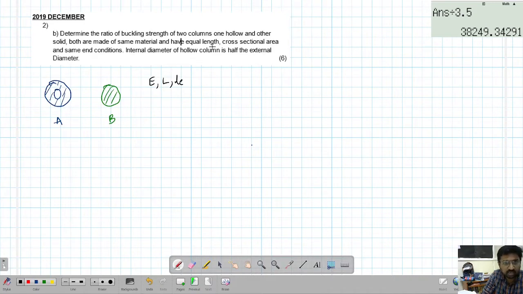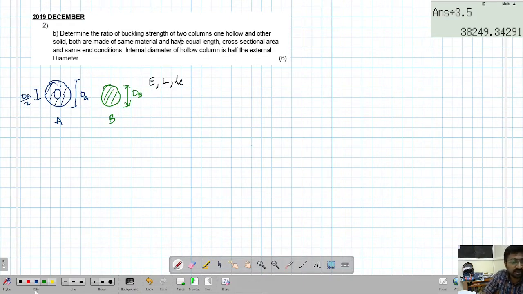They are also telling that the cross section area of this and this is the same. Now let's put some parameters. Let's say the outer diameter of this is capital D. They are telling that the internal diameter of the hollow column is half the external diameter. So the external diameter is D and the internal diameter is D by 2. That is given in the problem. Instead of D, I'll call this DA and this DA by 2. And the diameter of this column I'll call DB.